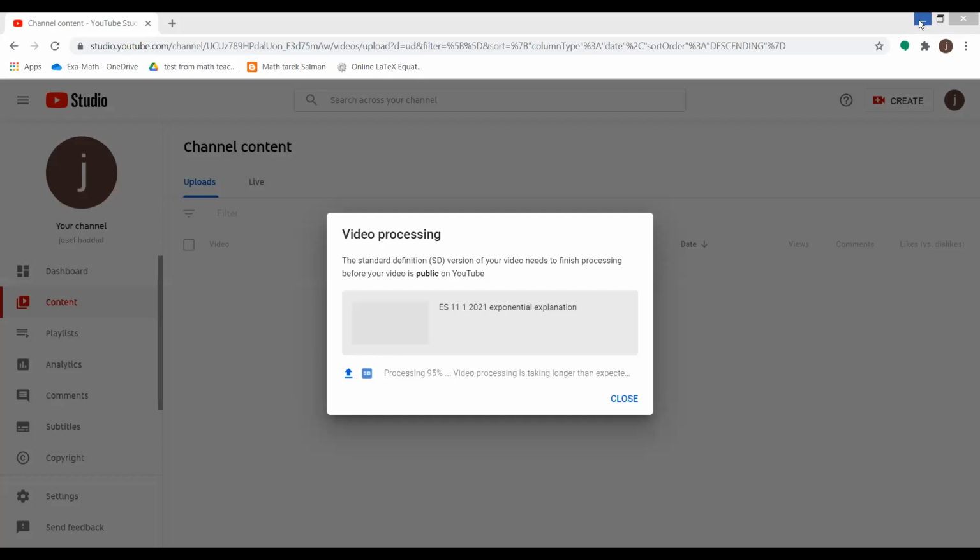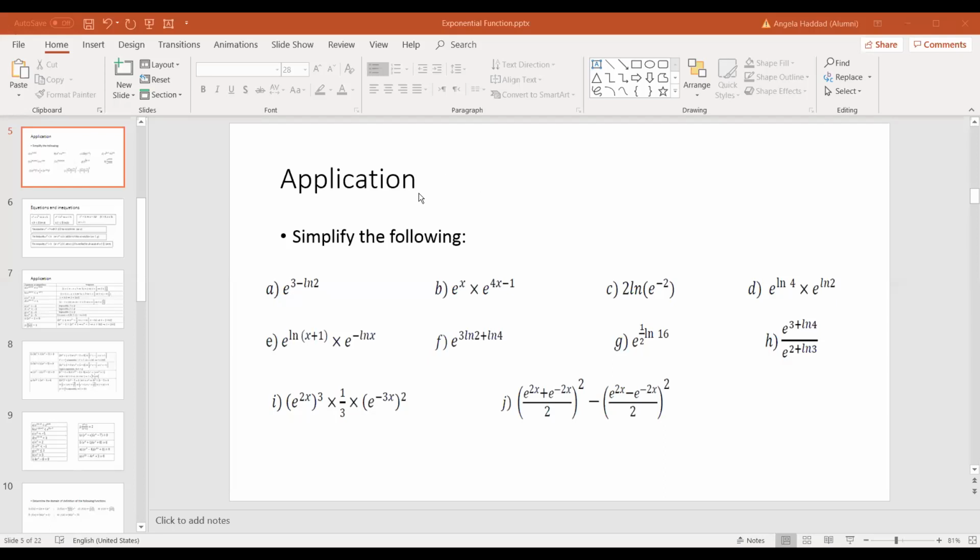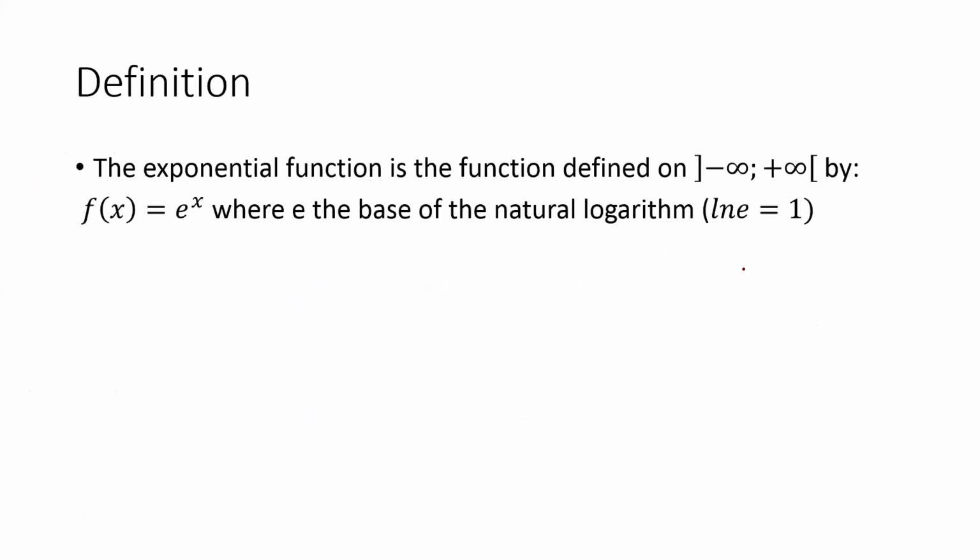Okay, today we are going to start with a new chapter, exponential function. It is not a difficult chapter, so please pay attention and study well this term. Okay, it is similar to the previous chapter. So we are going to start with exponential function. Do you know what is exponential function? Okay, definition.